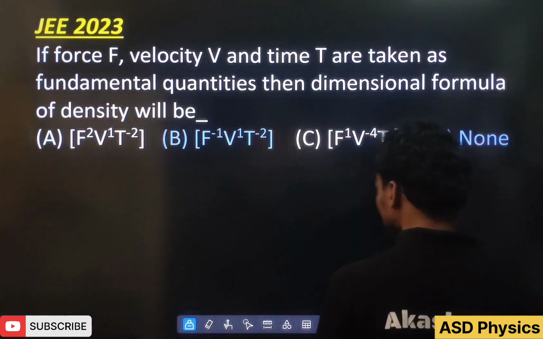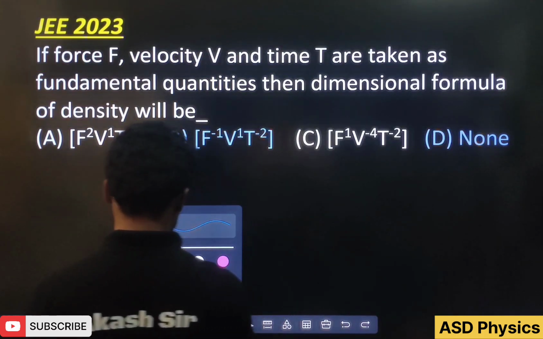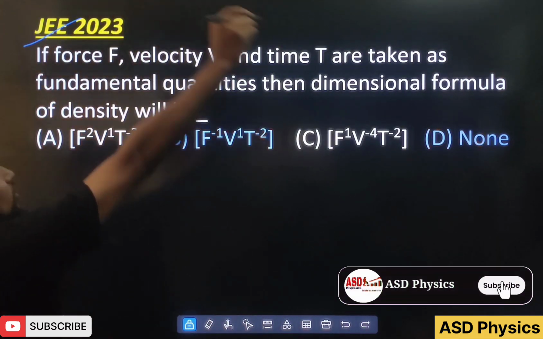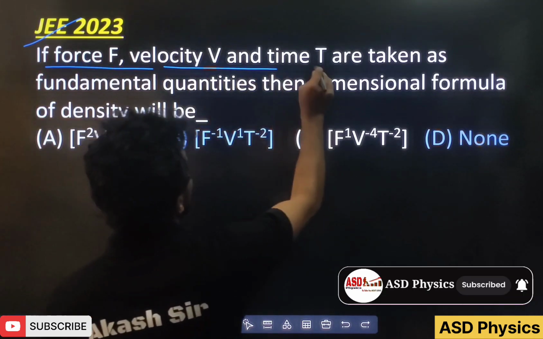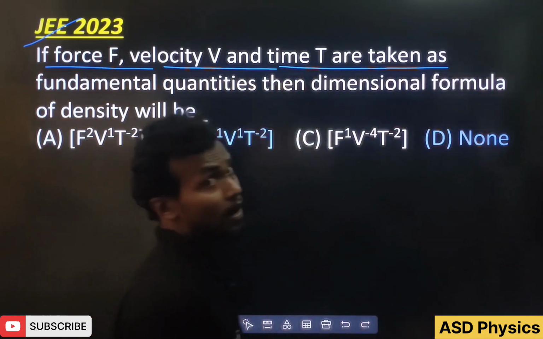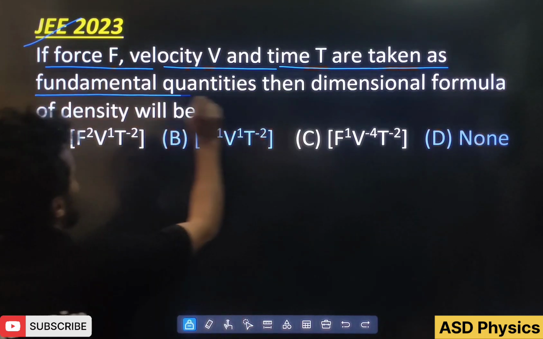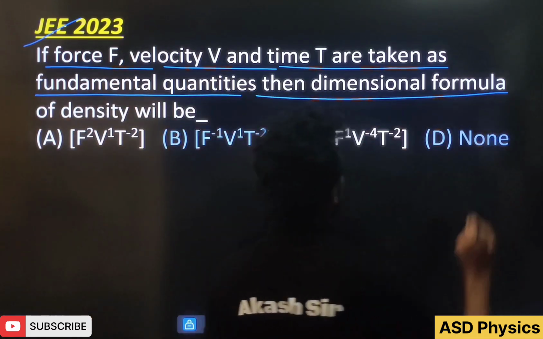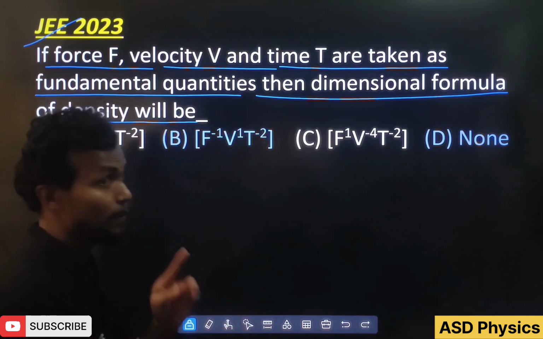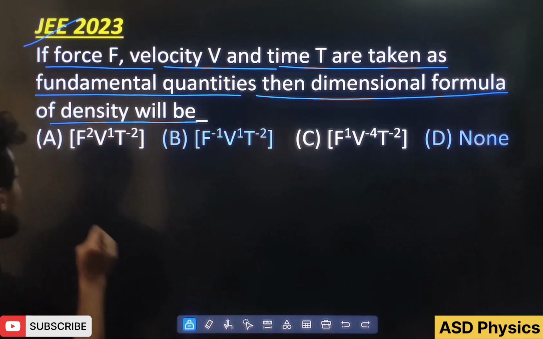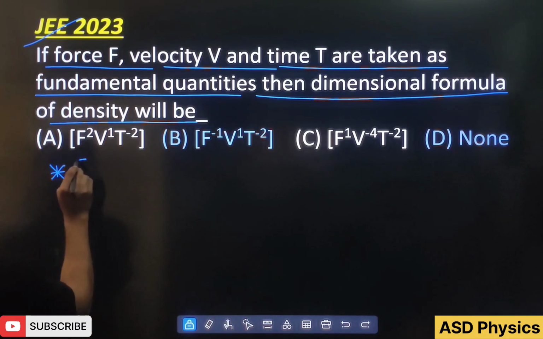Okay, good. Now students, see here, JEE 2023 question. Same story. Force, velocity and time are taken as fundamental quantities. Then the dimensional formula of density will be how much? They are asking the dimensional formula of density here. I hope most of you can get it very well.